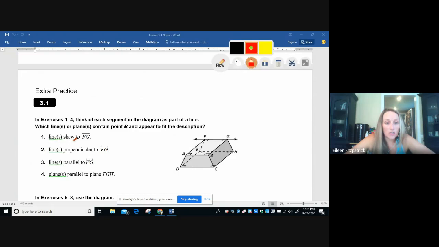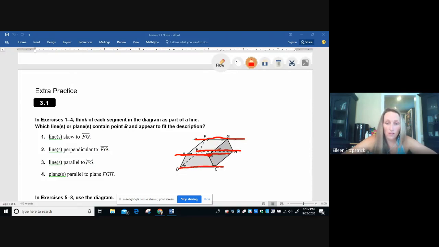So we want a line skew to line FG. This is the given line that we're focusing on right here. So we want to find a line that goes through point B, this point right here, and is skew. Oftentimes when I'm first explaining skew, I say to my students, find everything that's not skew. Find every line that is parallel to FG and intersecting FG. So let's go through and trace them. This line is parallel to FG, EH is parallel to FG, and DC is parallel to FG.